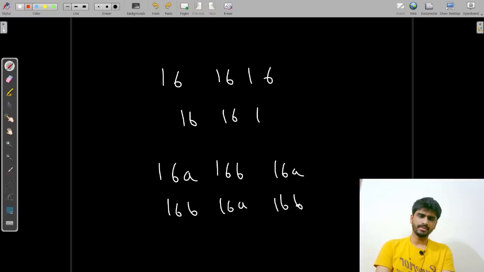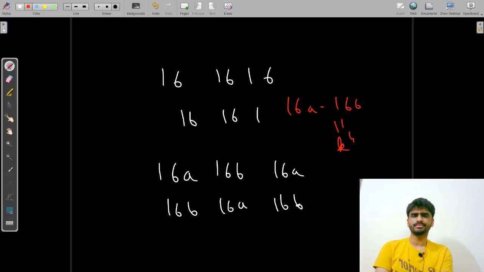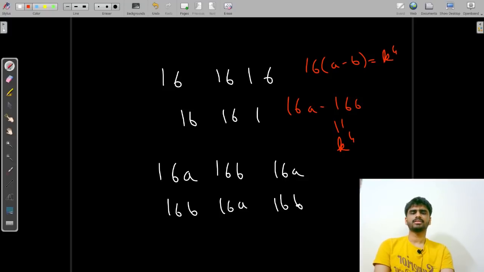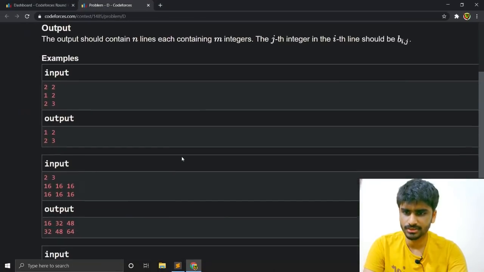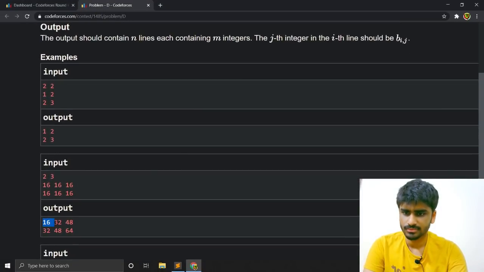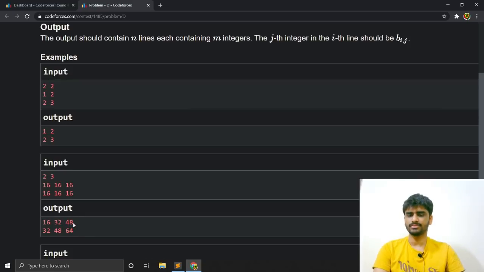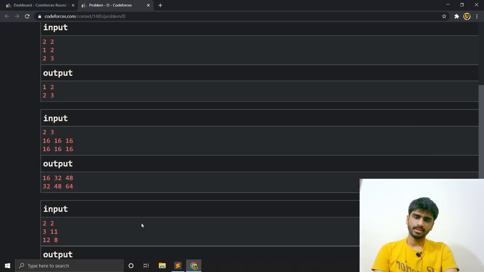Anyway, if we make it something like this, we want 16a minus 16b to be equal to some k to power 4. So it is like 16 into (a minus b) equals k to power 4. So I think a can be 2 and b can be 1, so this will work. So we just have 32, 16, 32, 16 and so on. Yeah, they have some 48s, but that's fine. But here is the real problem.